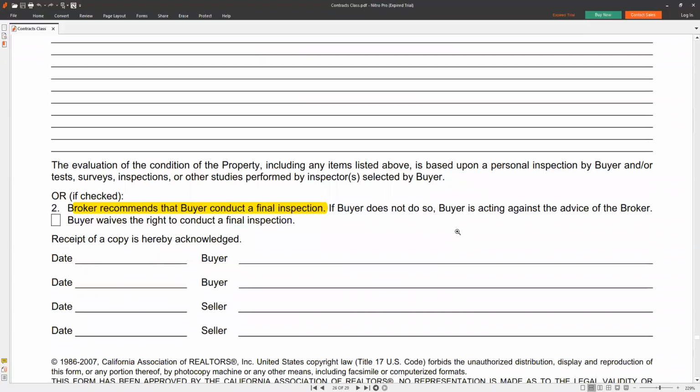And Fred, with that, just a comment. A lot of agents wait until the day before escrow closes to do the walkthrough. Yes. The contract says you can do that up to 5 days prior to the close of escrow.